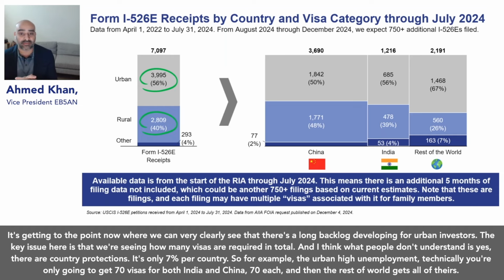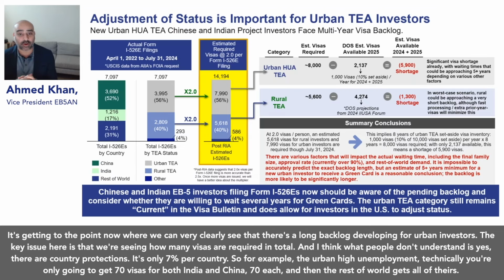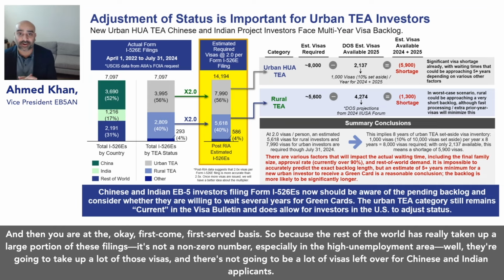It's getting to the point now where we can very clearly see that there's a long backlog developing for urban investors. The key issue here is that we're seeing how many visas are required in total. And I think what people don't understand is, yes, there are country protections. It's only 7% per country. So, for example, the urban high unemployment, technically you're only going to get 70 visas for both India and China, 70 each. And then the rest of the world gets all of theirs, right? And then you're at a first come, first served basis.